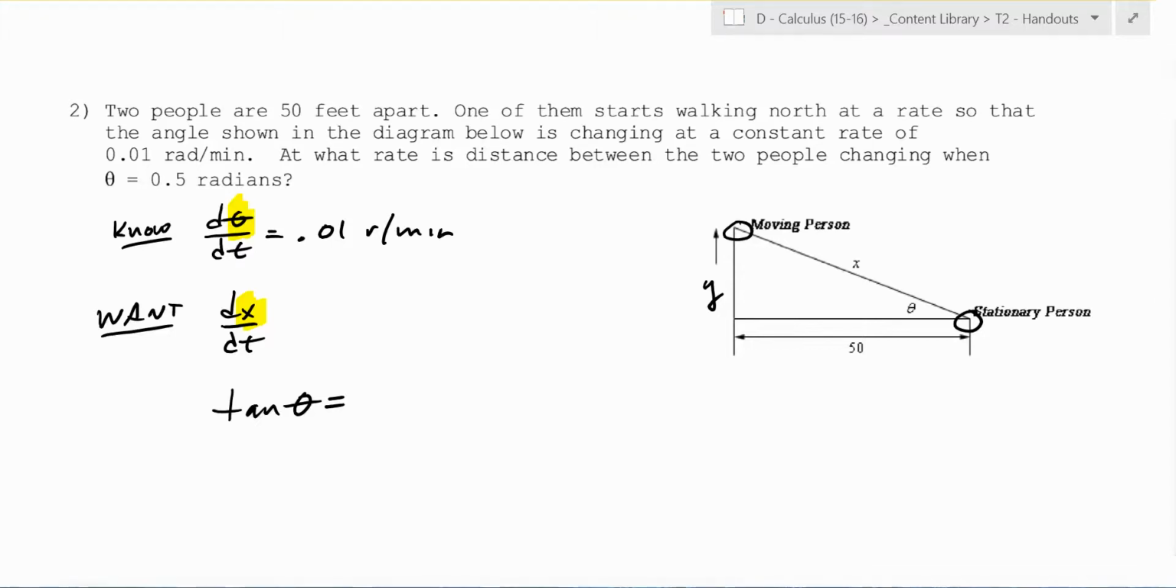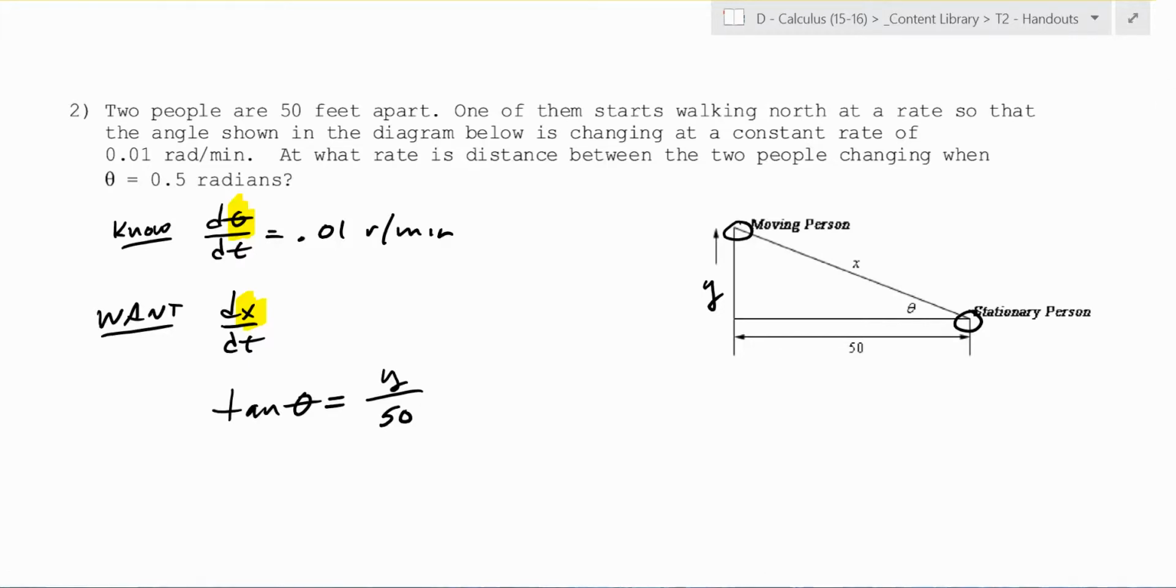Opposite over adjacent. So look at the diagram and tell me what it's equal to. Tangent of θ is equal to what based on the diagram on the board? Nope. Tangent is opposite over adjacent. You just said that out loud. So it's y over what? 50 is not changing, so you can put it in there. Correct. Absolutely. So what do you do to both sides?